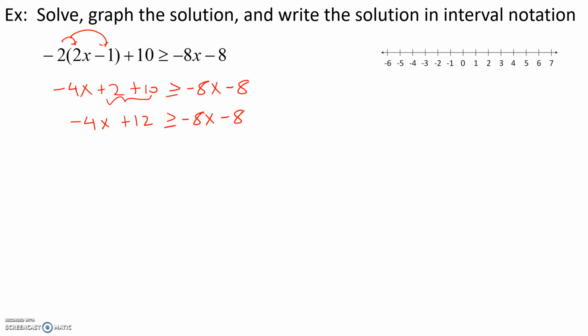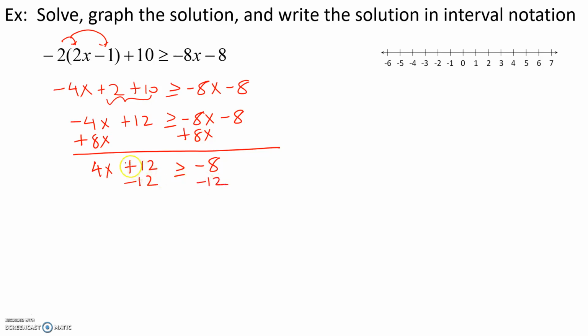Now, in an inequality, the variables must always be placed on the left side. So we will add 8x to each side, and this will give us 4x plus 12 greater than or equal to negative 8. Since the 4x is being added by 12, we will subtract 12 to isolate the 4x. This will give us 4x greater than or equal to negative 20.